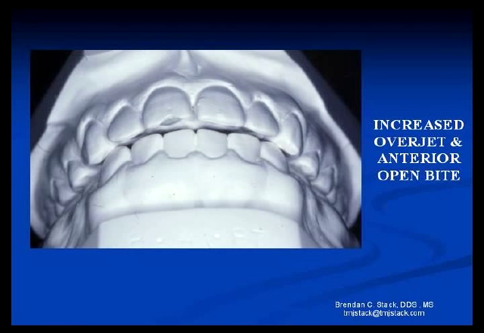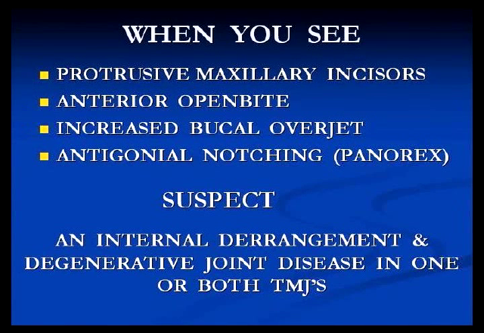Basically, this is a relapsing orthodontic case. When you see protrusive maxillary incisors, an anterior open bite, an increased buccal overjet, and antigonial notching, which you would look for on your Panorex X-ray, suspect an internal derangement with degenerative joint disease on one or both sides.